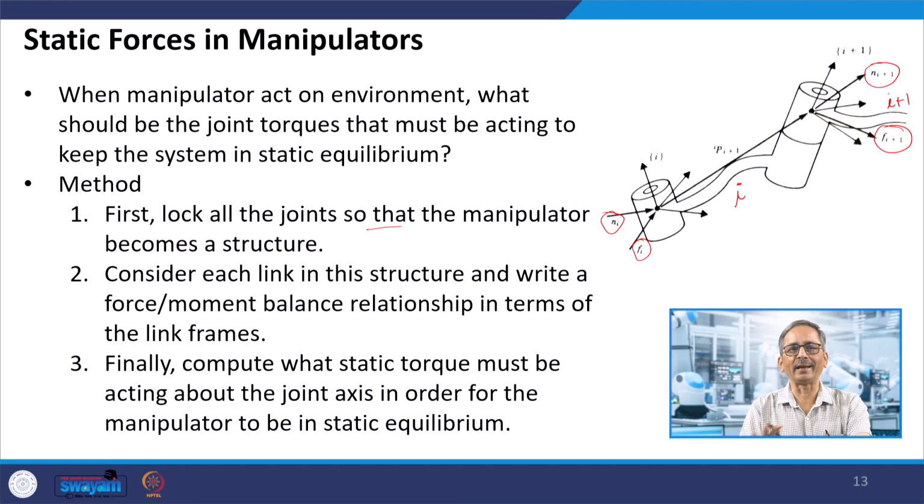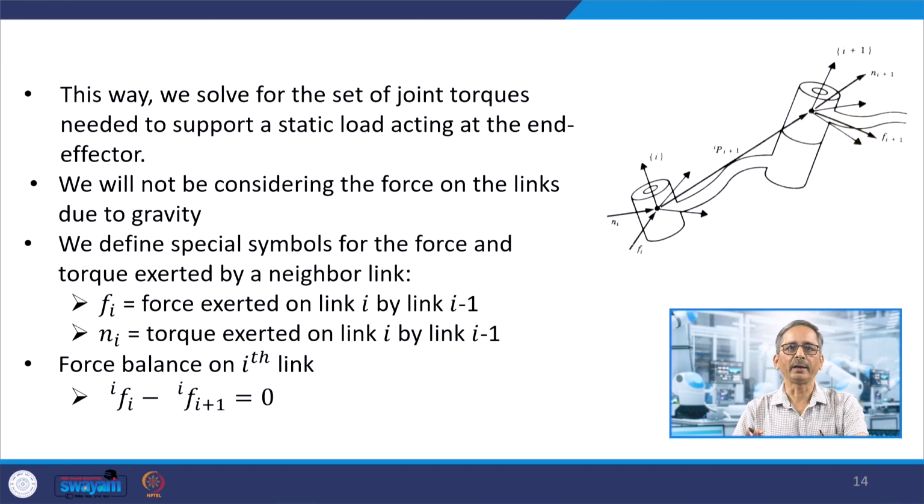Then we consider each link in this structure and write the force and moment balance relationship in terms of the link frames. And finally, we are interested in calculating what static torque must be acting at the joint axis for the manipulator to be in a static equilibrium condition. So this is the sole aim. We are not considering the weight of the links here.